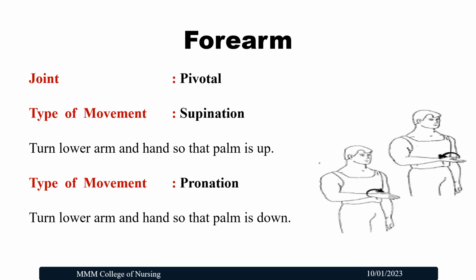The type of joint present in the forearm is pivotal joint. With this, the possible movements are supination, that is turn lower arm and hand so that the palm is upwards. Pronation. It is just opposite to the supination. Turn lower arm and hand so that the palm is downwards.